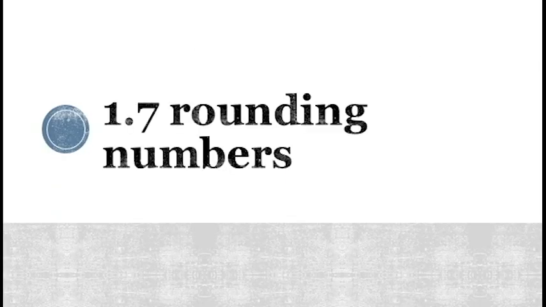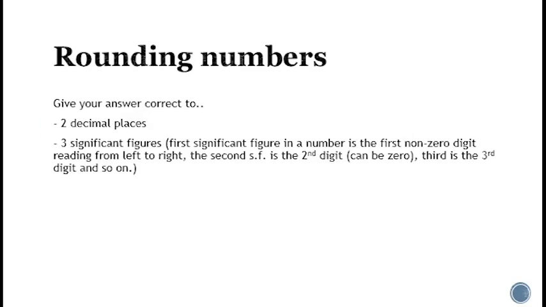Rounding numbers. It's very important in math. You can easily lose 1 mark in many questions if you didn't show your final answer rounded off to the specific degree of accuracy being asked in the question or to the standard that's shown in the cover of your exam paper. 2 types. Give your answer correct to 2 decimal places, 3 significant figures. These are the common ones being asked.